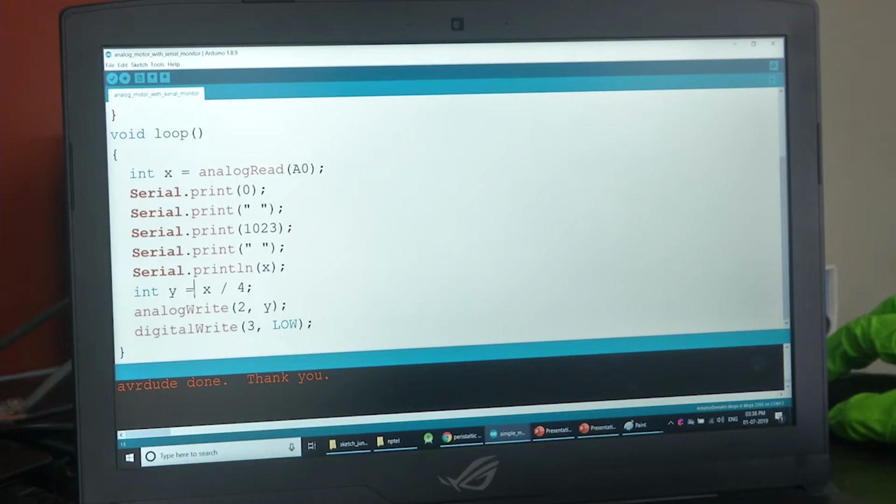The value y will be stored as the value of x divided by 4, so that we can adjust the range from 0 to 1023 to 0 to 255. Then using analogWrite(2, y), I am controlling the speed of the pump, and the other terminal of the pump is grounded. So by adjusting the potentiometer, we will be able to adjust the flow rate.